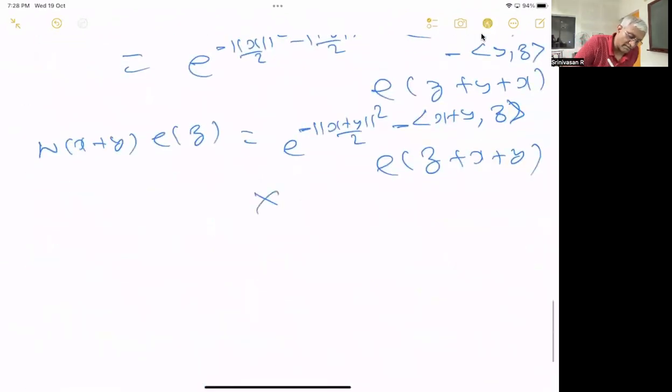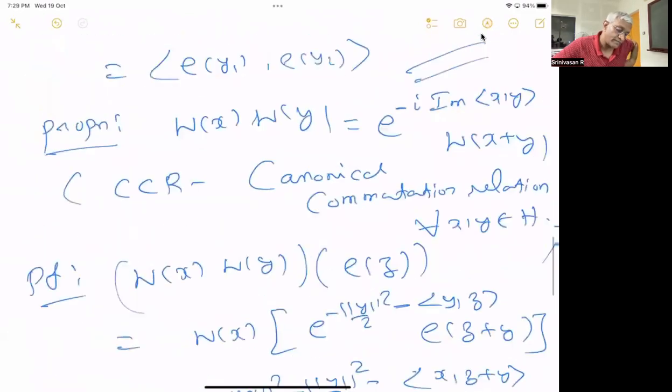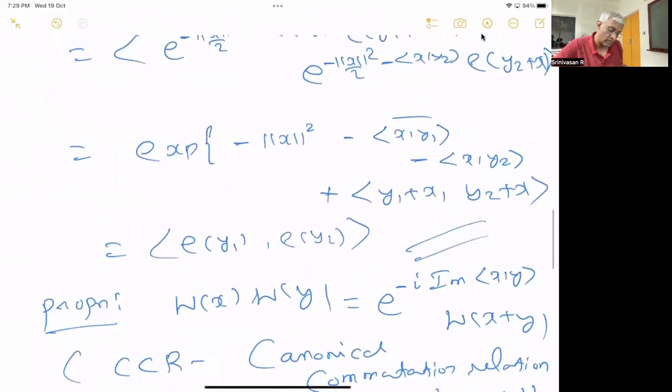So now let us verify more properties of this proposition. From this, we know that W of X and W of Y don't commute, so you can write it the other way. There is an i. Did I write it? The i is there. Okay, good.